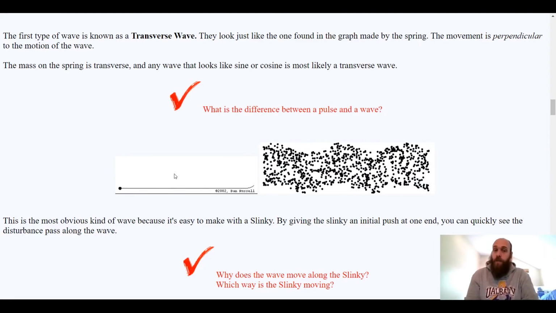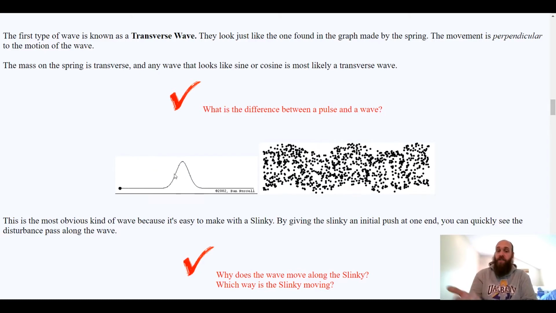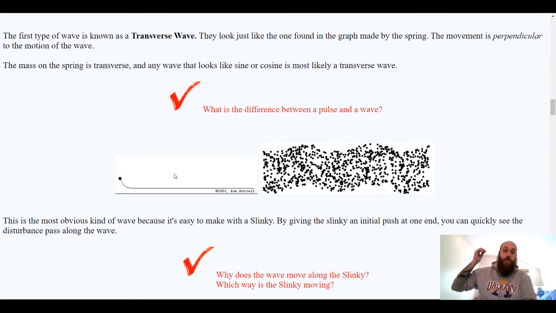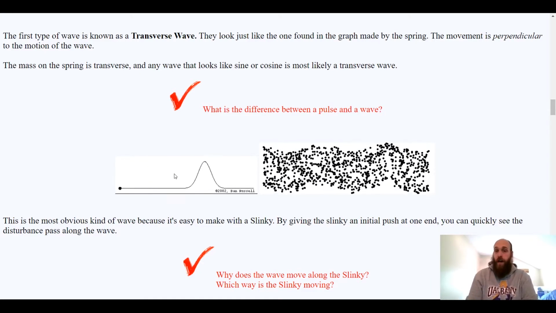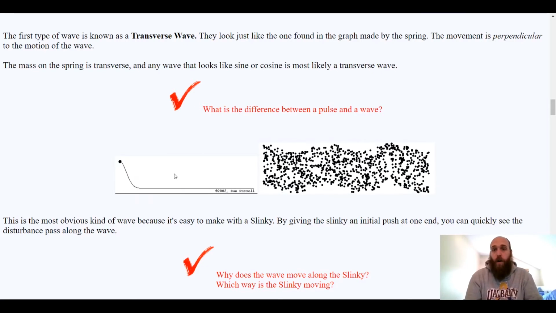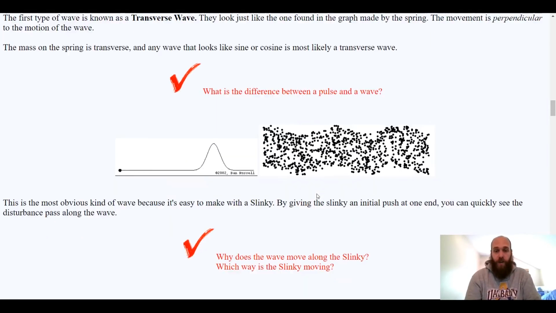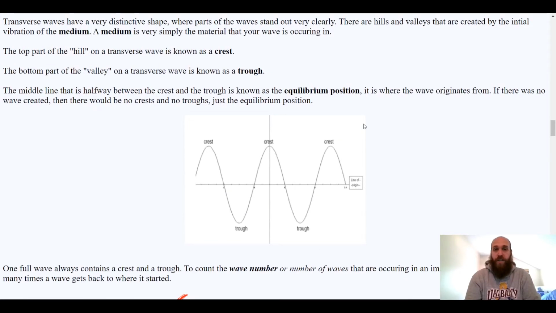The reason why we call it transverse is because that string would then move perpendicular to the way that the wave is traveling. And if you kept moving the string up and down, you'd get a picture like on the right. And we talked about all the different properties that come with that transverse wave. So you've got things like your crests and your troughs, and in the middle is your equilibrium position.